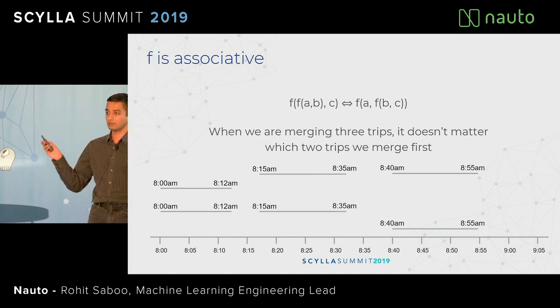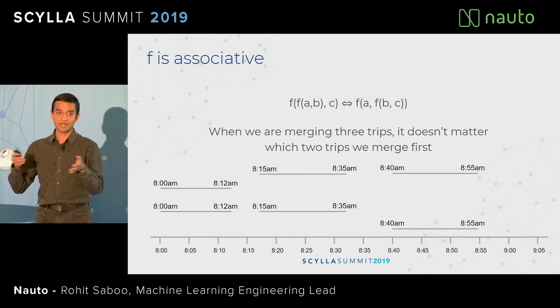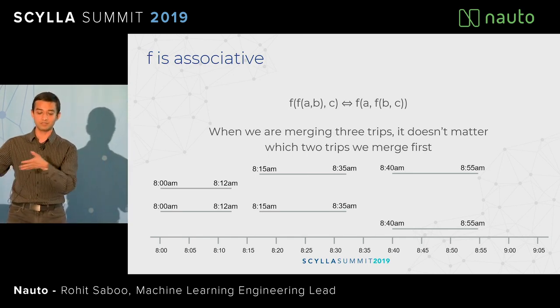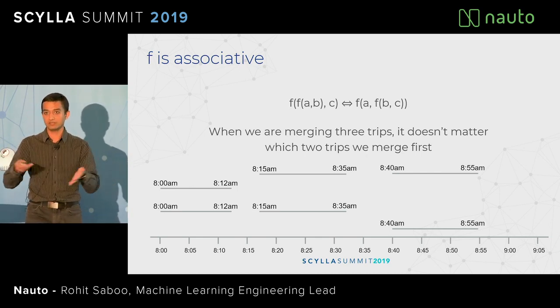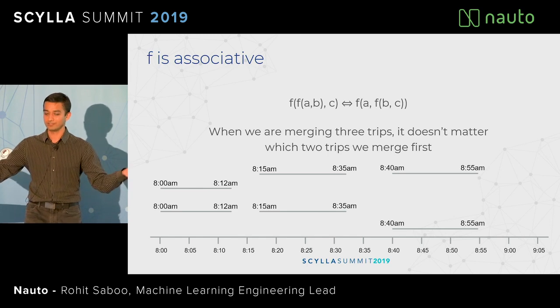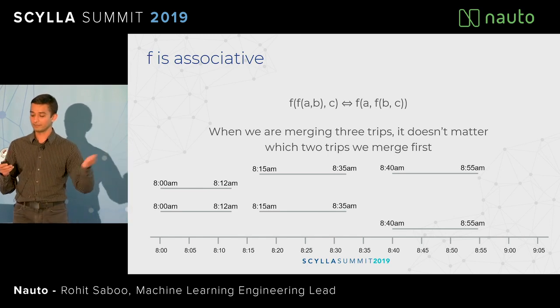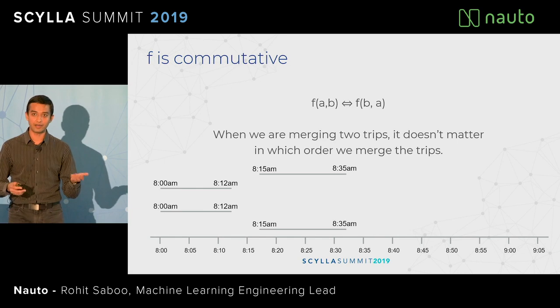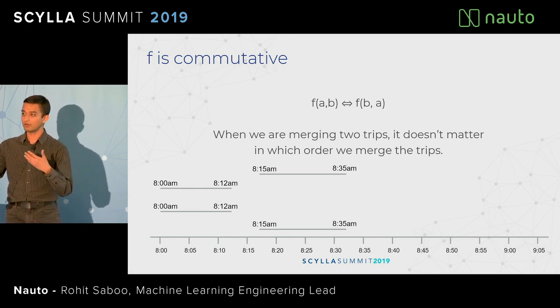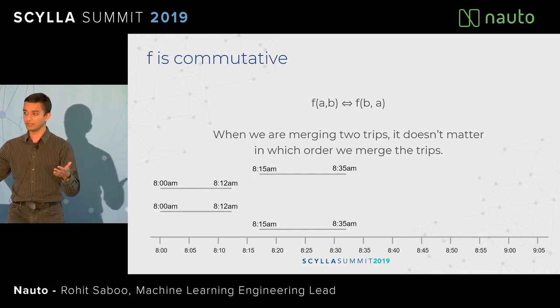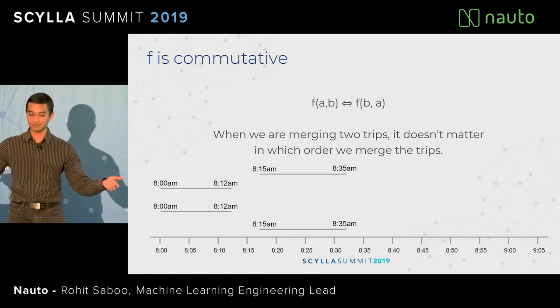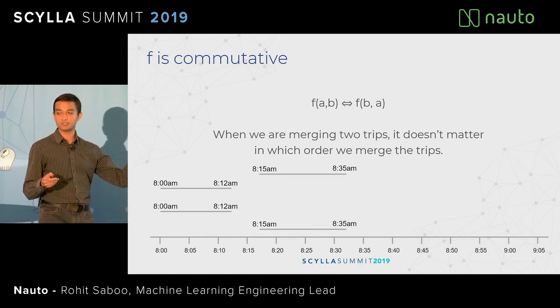First, let's say I have 3 trips, 8 a.m., 8:15, 8:40 a.m. Does it matter if I merge 8:15 and 8:40 first, versus 8 and 8:15 first, and then the third one? It doesn't. Eventually, you should get the same trip with the same time series. So F is associative. Second, does it matter in which order I give trips to this trip merging function? Like 8 a.m. and then 8:15 a.m., or 8:15 a.m. and then 8 a.m.? Effectively, your output is again the same. So the trip merging function is commutative.